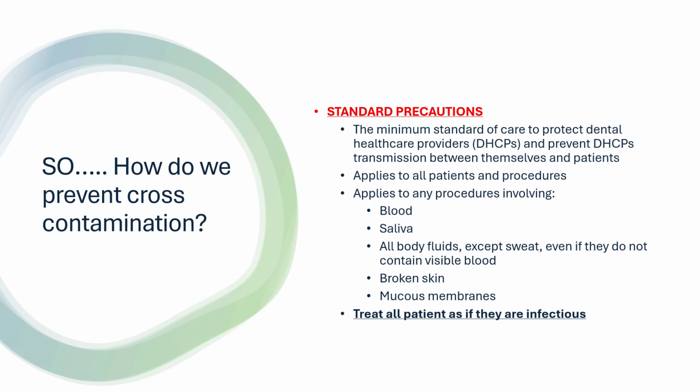So how do we prevent cross-contamination? We prevent it by the use of standard precautions. Standard precautions used to be known as universal precautions. So for people who have been in the dental field, you might have known this as universal precautions, but now it is considered standard. What this means is it is the minimum standard of care to protect us as clinicians from transmission of diseases.